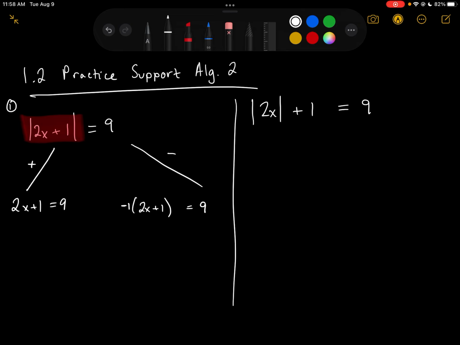From there, reasonably straightforward solving. We're going to subtract 1 from both sides, so we'll get 2x equals 8. Divide both sides by 2, and we'll end up with one answer of x equals 4.